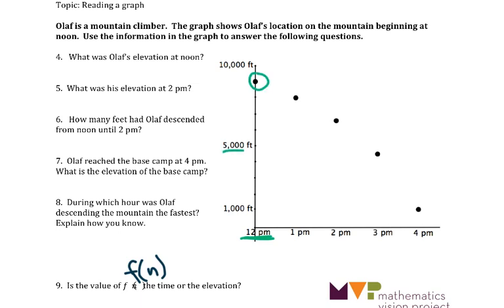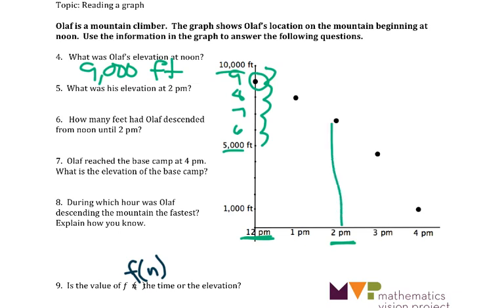This is 5,000 and 10,000. We've got 1, 2, 3, 4, 5, so we're probably going up by 1,000. So 5, 6,000, 7,000, 8,000. So it'd be 9,000 feet. What was his elevation at 2 p.m.? 2 p.m.'s right here. Find that point. It's 7,000 feet.